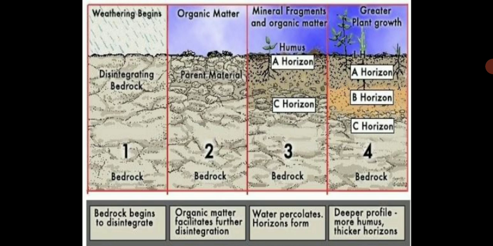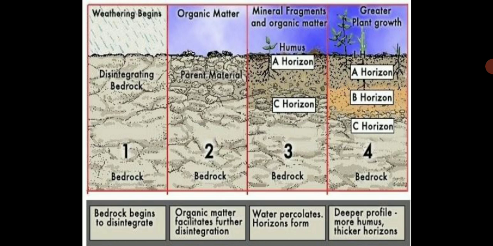And organic matter facilitates further disintegration. Then the third step, you can see water percolates, horizon forms. Water percolation happens. A and C horizon you can see in the third step. Then the fourth step, you can see the formation of B horizon. You have a deeper profile, more humus, thicker horizons.